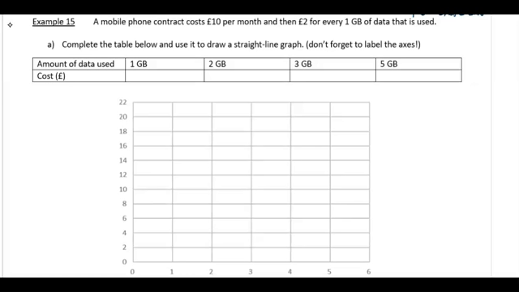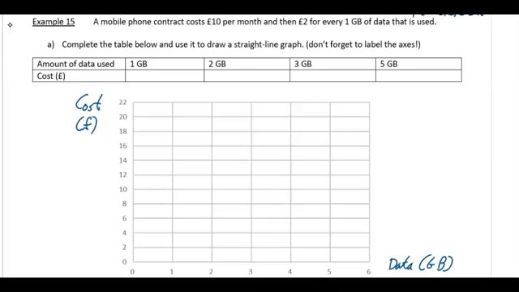So your cost is going to be on your vertical. So this is your cost, put in brackets, this is in pounds, and on the horizontal, this is your data. I will say this is GB for gigabytes. So we're ready to get started. It says a mobile phone contract costs £10 per month, then £2 for every 1 gigabyte of data.